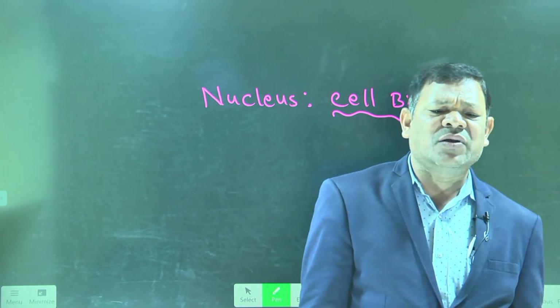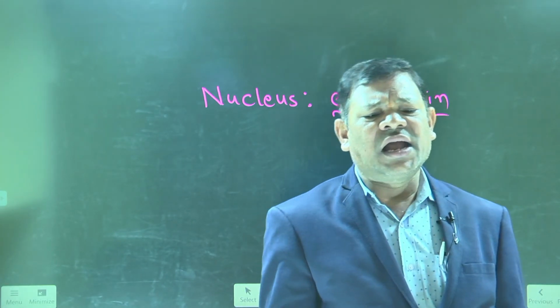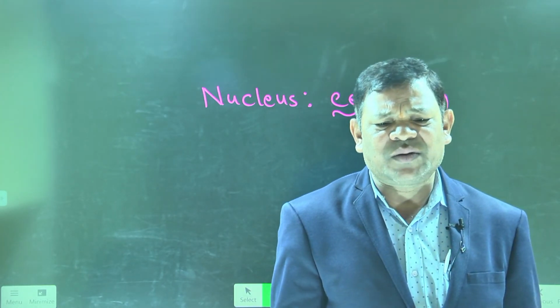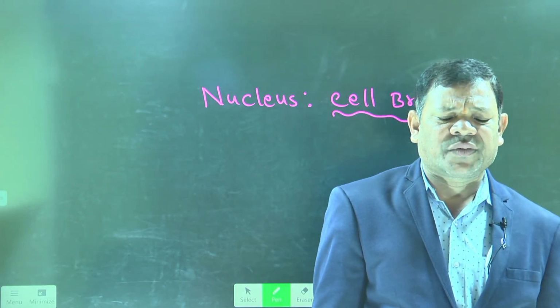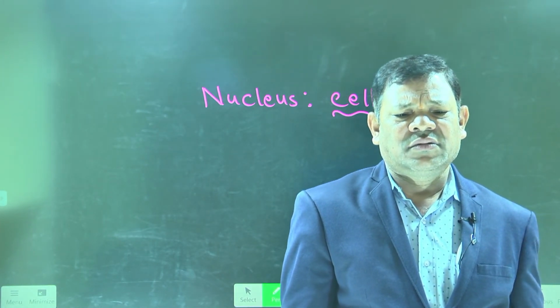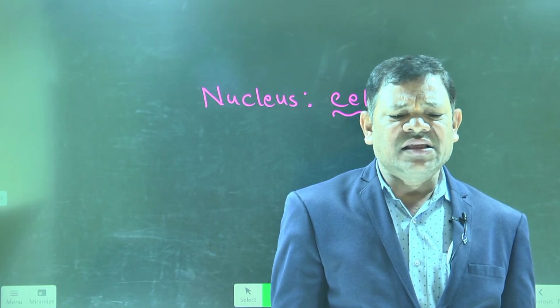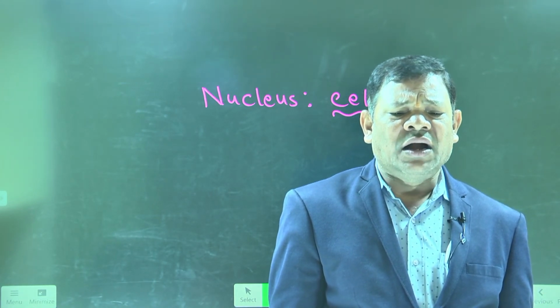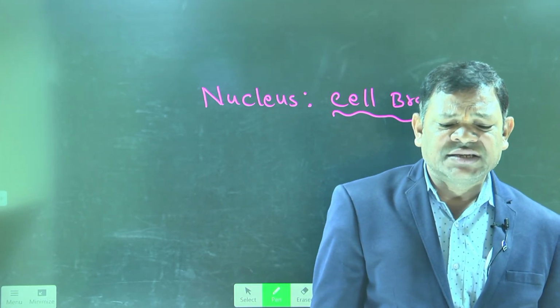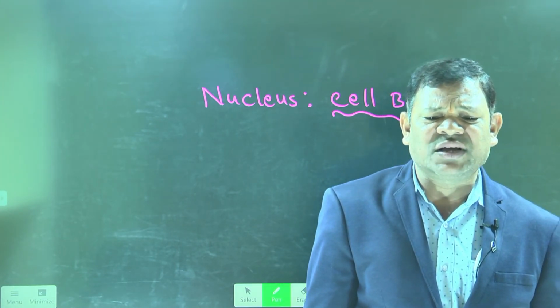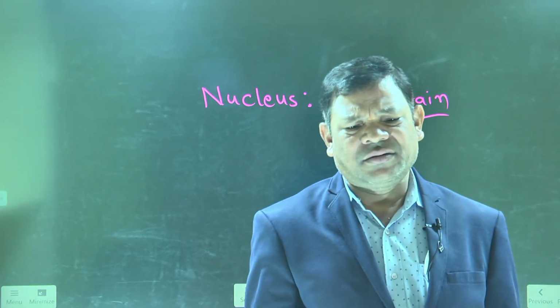For example, in our school all the activities are under the control of the principal, madam, principal sir, yes or no? At the same time, in the cell, a cell is under the control of the nucleus only, so that's why nucleus is known as the cell brain.